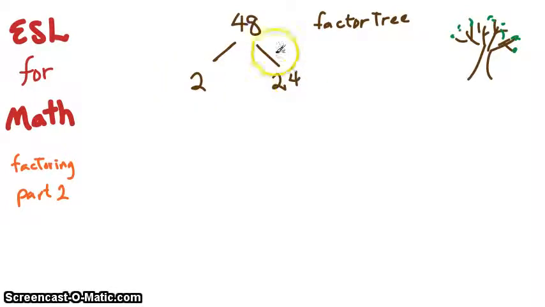If I multiply 2 and 24 together, I get 48. Okay, this branch is already a prime number, so there's nothing else that we can do with this. But this one is not a prime number, so we're going to branch it again. I'm going to say what two numbers multiplied together make 24. So I know 6 times 4 is 24. And neither of these are prime numbers, so we're going to branch them again. So every time that you have a not prime number, you're going to make two branches.